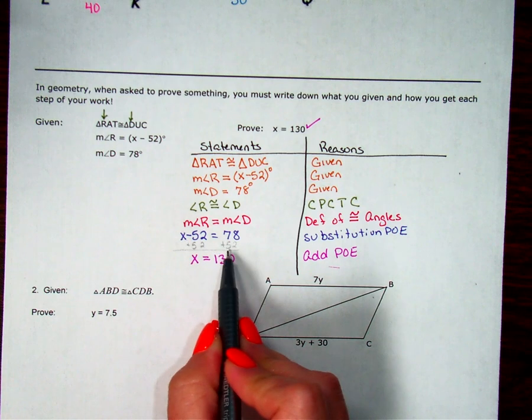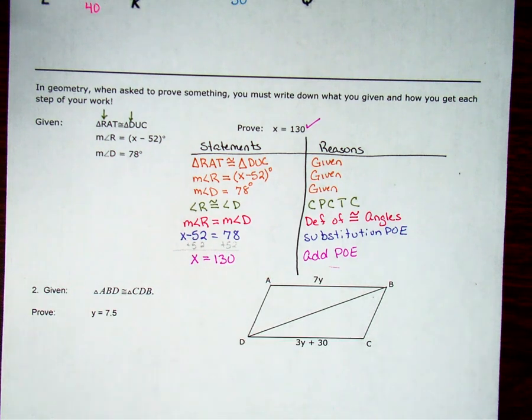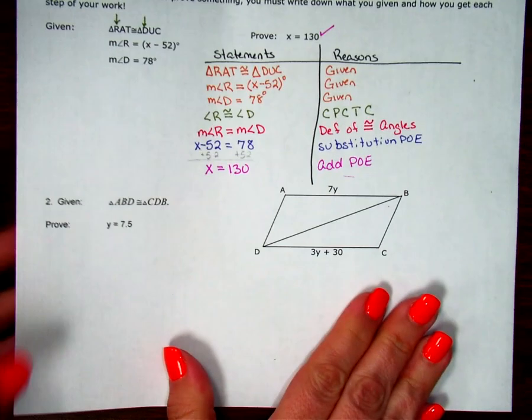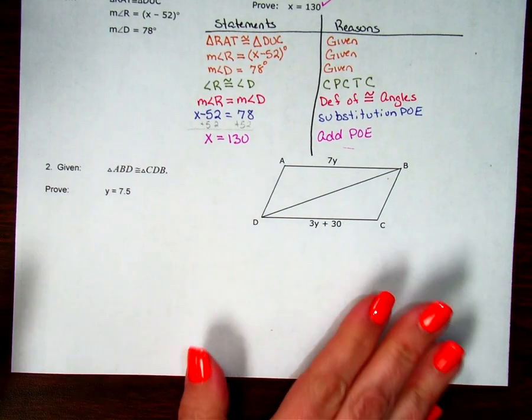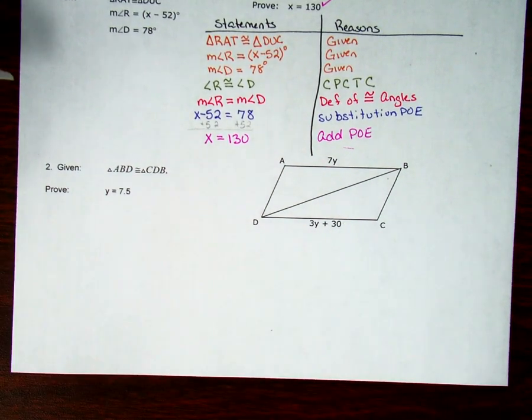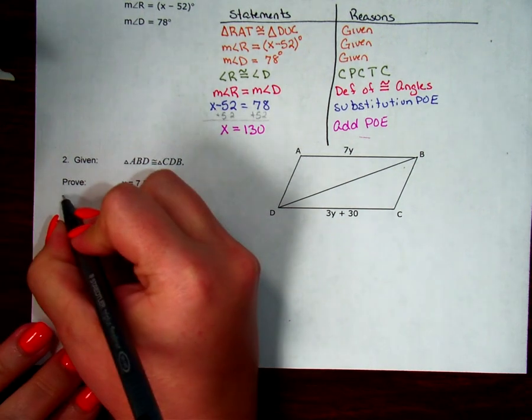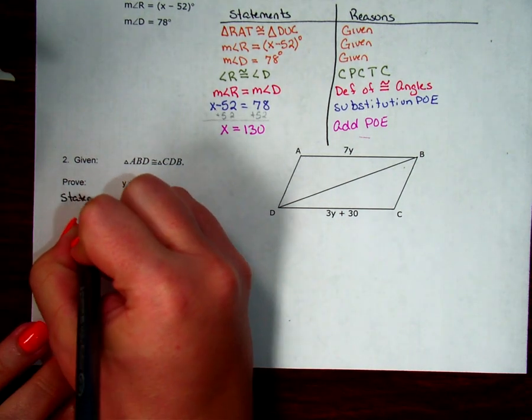Okay, let's do one more of these. All right, so when I look at the next one, number 2, I am given triangle ADB is congruent to triangle CDB. And I'm trying to prove that y equals 7.5. So I'm going to have my statements, and I'm going to have my reasons.